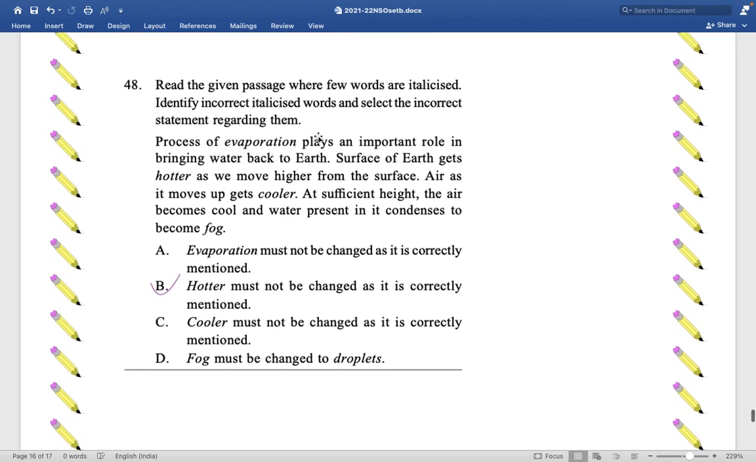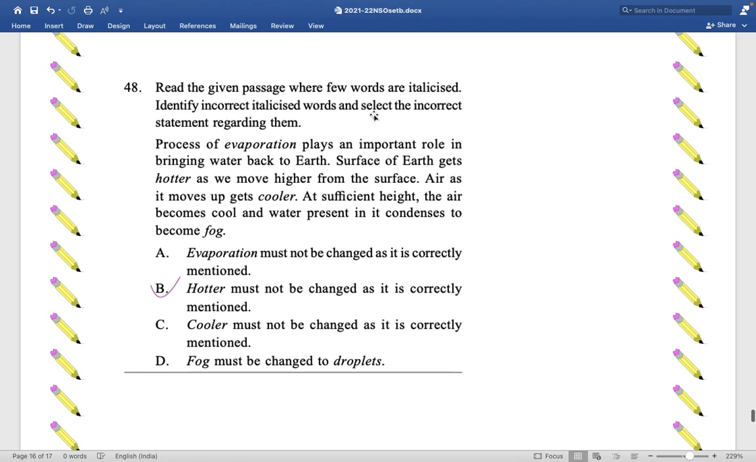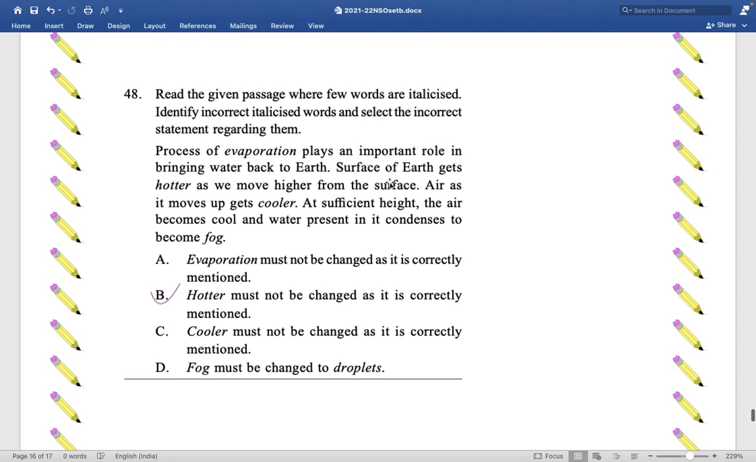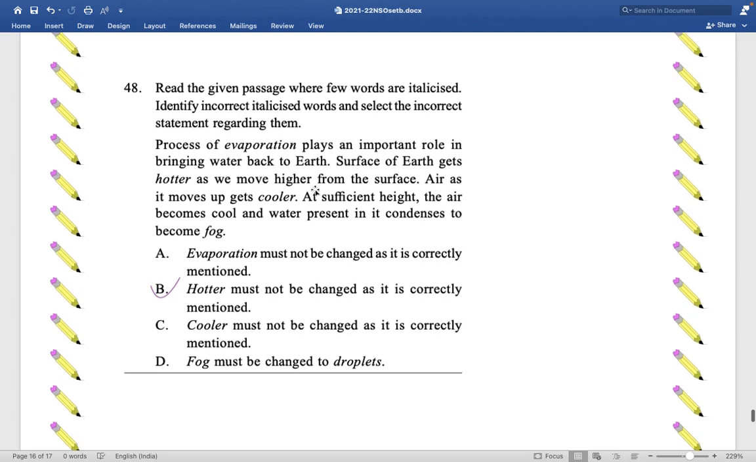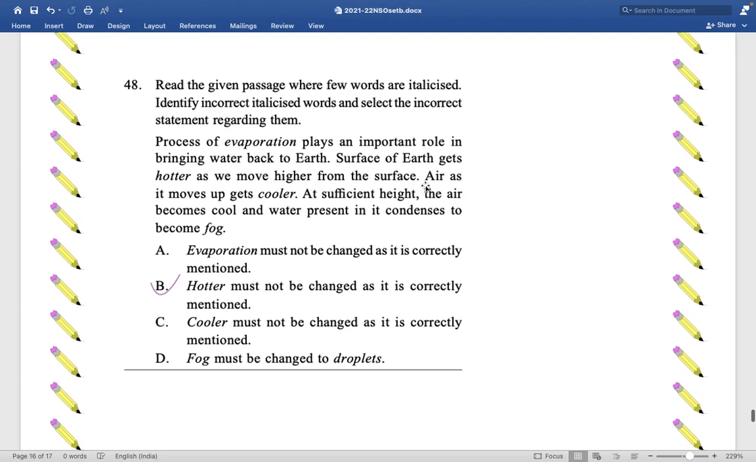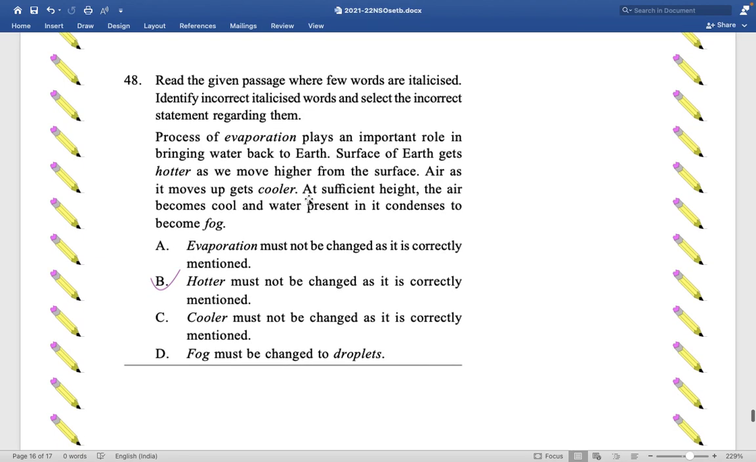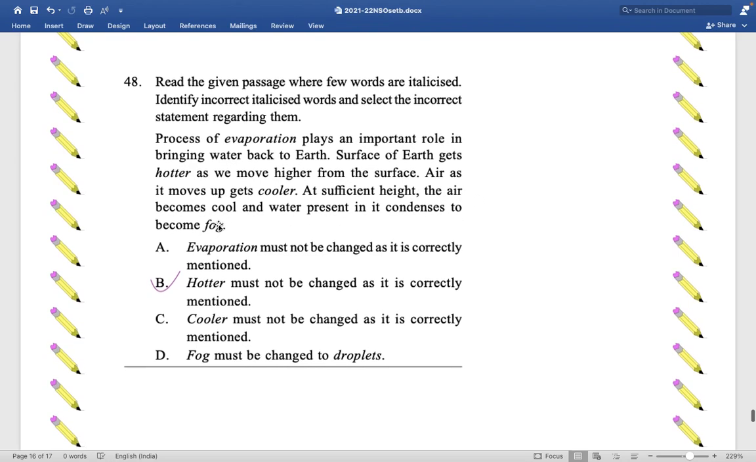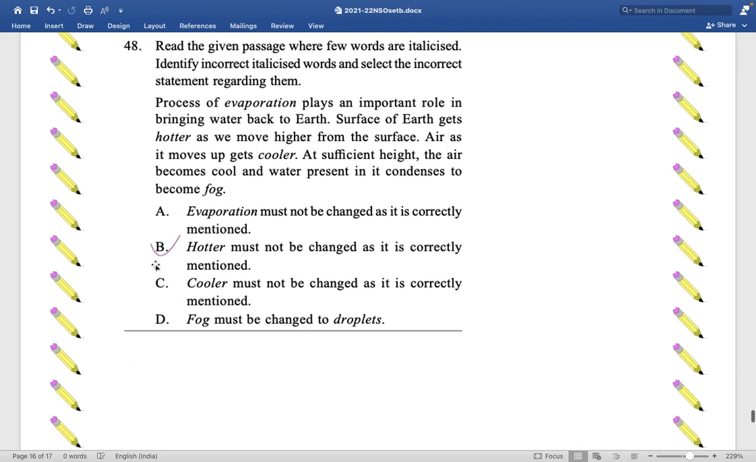Process of evaporation plays an important role in bringing water back to earth. Surface of earth gets cooler as we move higher from the surface. Air as it moves up gets cooler. At sufficient height, the air becomes cool and water present in it condenses to become droplets, not fog. B is the correct answer.